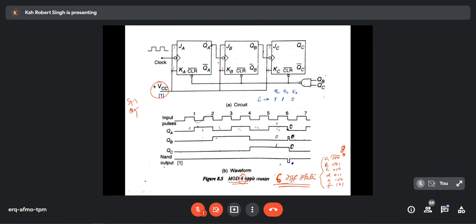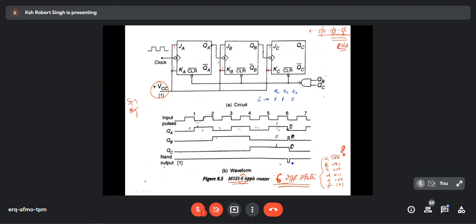But if there are 3 flip-flops, by default it will count from 0 to 7, because we have 3 flip-flops. 0 to 7 means 8 states. But it is telling us to count up to 6 states. 6 states means 0, 1, 2, 3, 4, 5. Then don't go to 6. After 5, come back to 0, 1, 2, 3, 4, 5. Like that, it should count. You have to design a circuit so that it can count from 0 to 5. Is it okay?